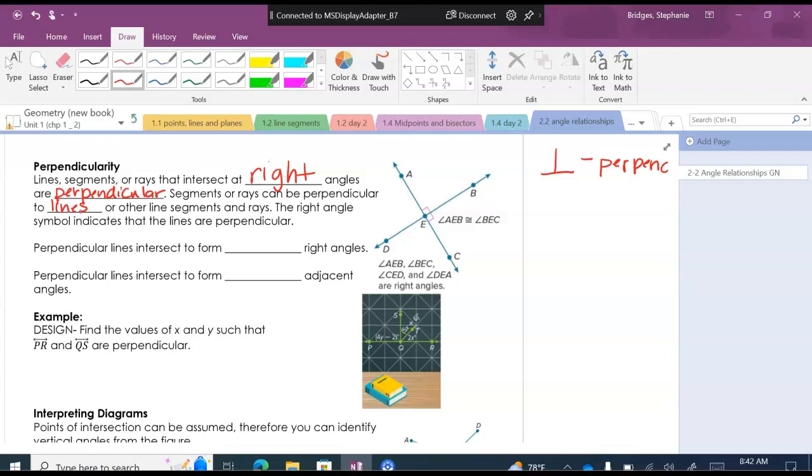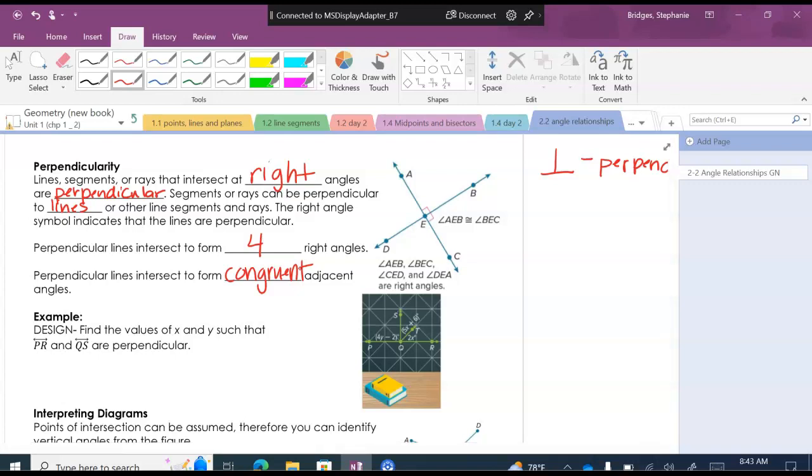Perpendicular lines intersect to form four right angles. And then perpendicular lines intersect to form congruent adjacent angles. Okay, so if I were to draw any two lines, and I put that one little box there, that tells me that all four of these are right angles and that these lines are perpendicular to each other.